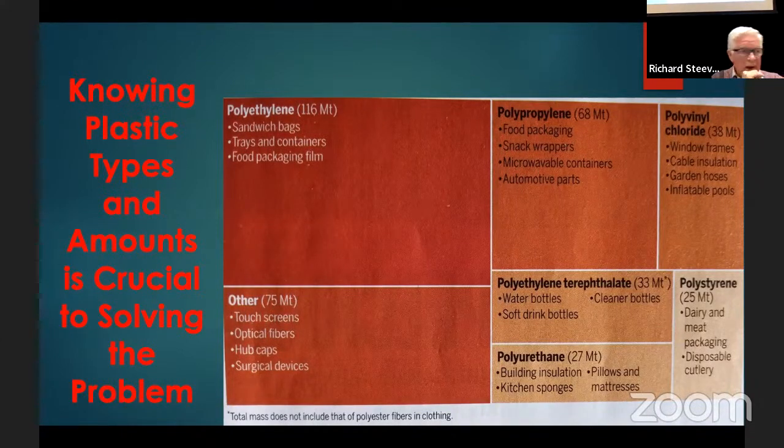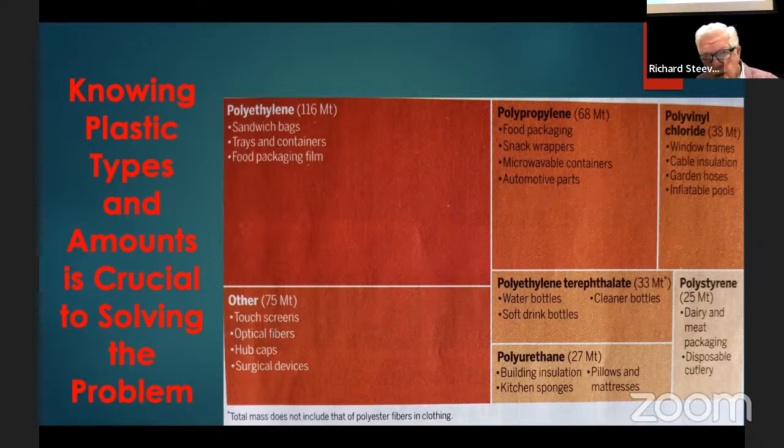It's a little hard to understand, but I'll try and describe it for you as simply as I can. There are different kinds of plastic. Of course, we know that it's polyethylene, and that gets into sandwich bags, trays, and food packaging. But look at the number there. Those numbers are the number of million tons per year produced. These are the amounts that are produced.